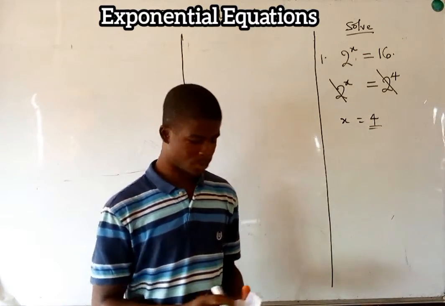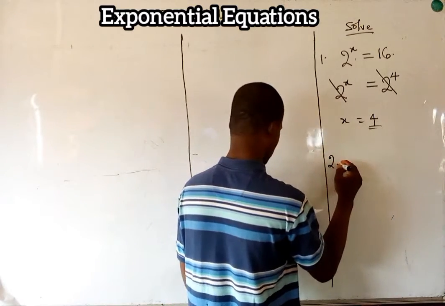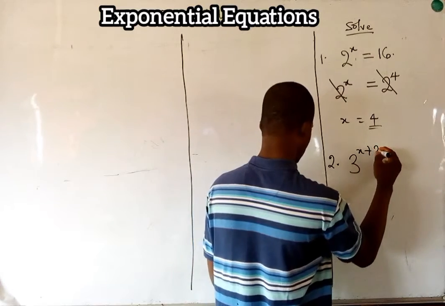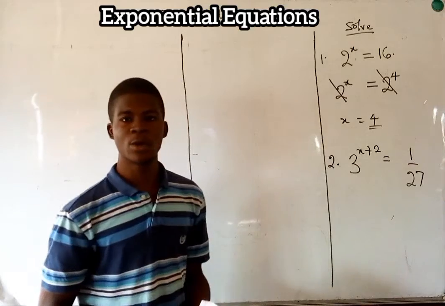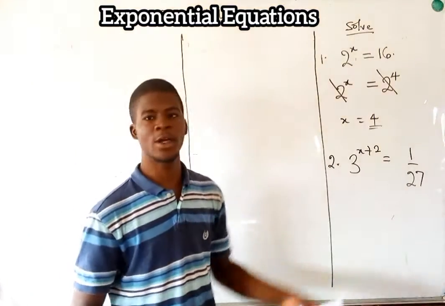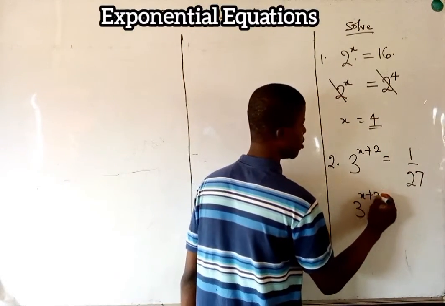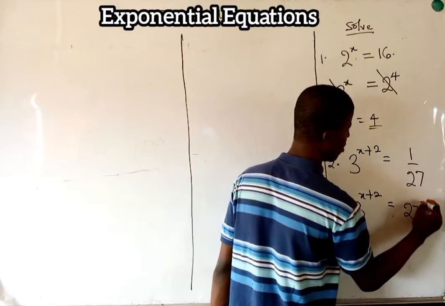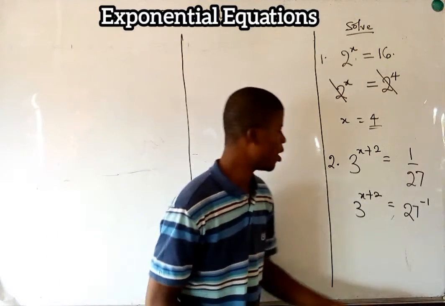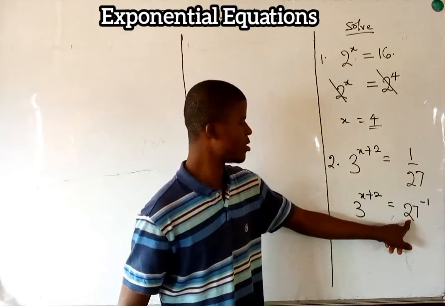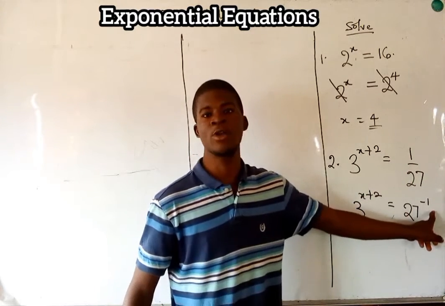Now the next question. I'm asked to solve 3 to the power of x plus 2 is equal to 1 over 27. So what I'm going to do here first of all is to clear this fraction. By the law of indices, 1 over 27 is equal to 27 to the power of minus 1, based on the law of indices I taught you.